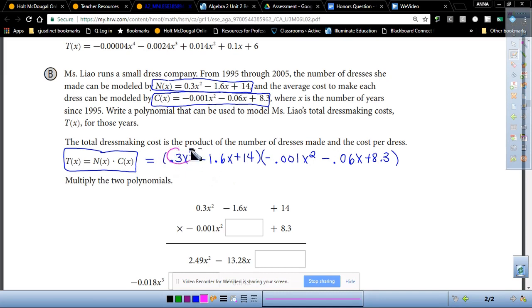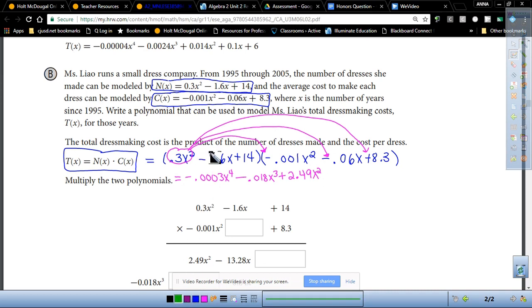I'm going to take my 0.3x squared and distribute it once. I get 0.3 times negative 0.001, which is negative 0.0003, and x squared times x squared is x to the 4th. Then I distribute it again and get 0.3 times negative 0.06, which is negative 0.018, and x squared times x is x cubed. I distribute again: 0.3 times 8.3 gives 2.49, and it keeps the x squared.